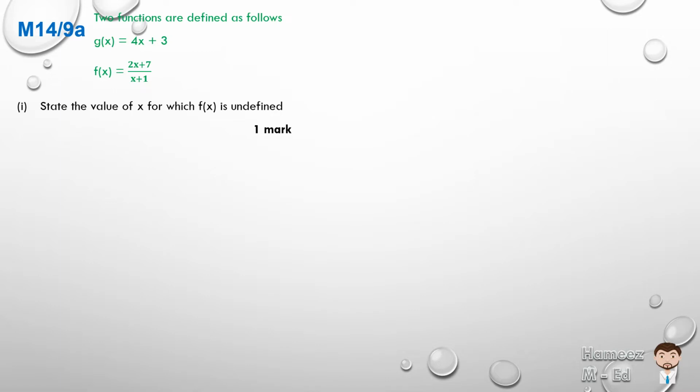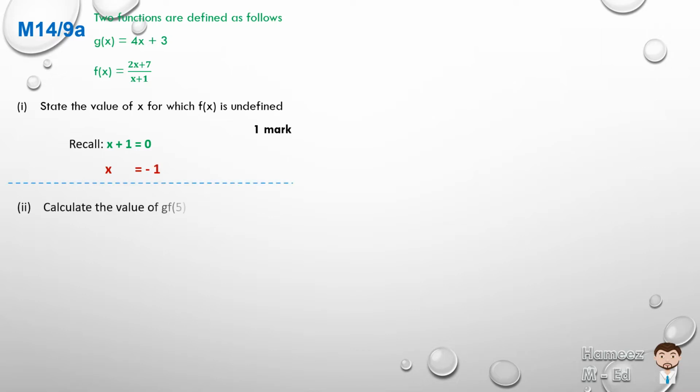So if we look at the function f of x, for it to be undefined, it means that it's impossible to get a value. And the only way that can happen is if the denominator works out to be 0, because we know any number divided by 0 is undefined. Let's put the denominator x plus 1 equal to 0. As such, x is equal to minus 1.